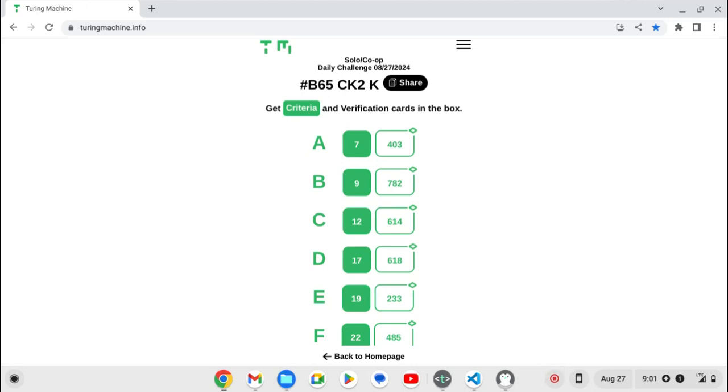Let's begin. Today is August 27th, 2024, and we're solving the Daily Turing Machine Puzzle. Today's puzzle uses the following 6 criteria cards: criteria card 7, 9, 12, 17, 19, and 22. And the puzzle uses the green verification cards. The code above is your way to get more information on today's puzzle by searching the code on turingmachine.info. Let's go solve.